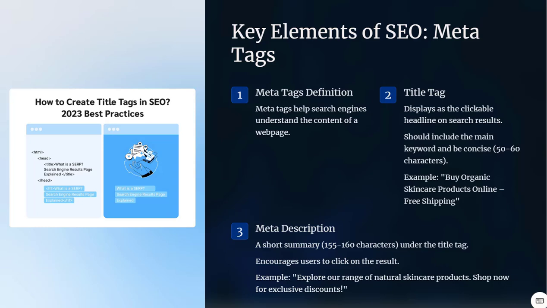For example, explore our range of natural skincare products. Shop now for exclusive discount. So "shop now for exclusive discount" is important here to make the customer click on that to visit the store or to see more details, right? Overall, meta tags provide crucial information to search engines and users about the content and relevance of the web page. You can check the slide for more details.